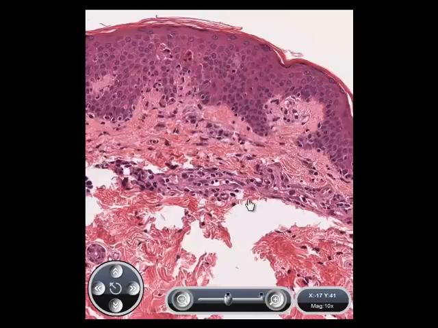In addition, the inflammatory infiltrate tends to be mostly superficial, perivascular, and interface with some lymphocytes extending into the epidermis, whereas lupus will tend to have a deeper inflammatory infiltrate.